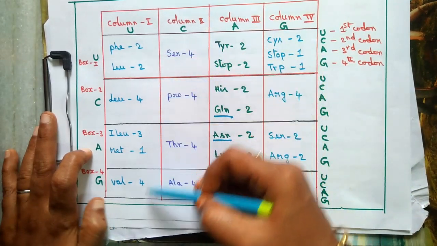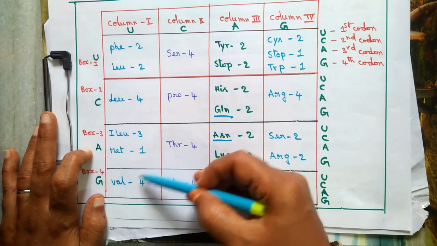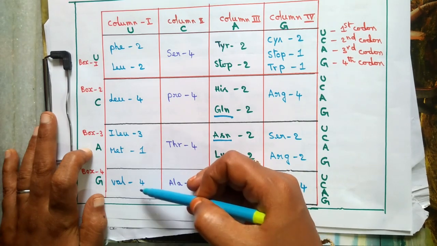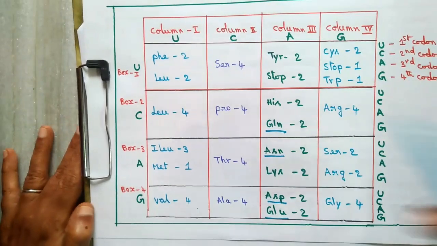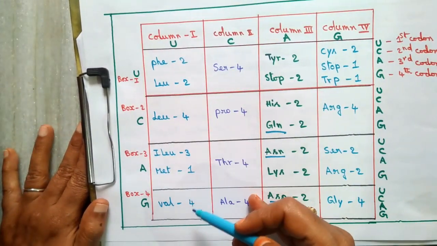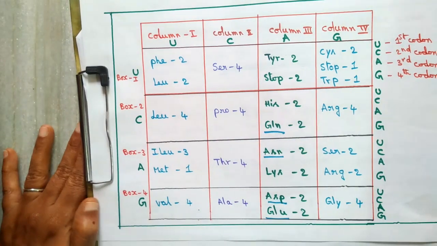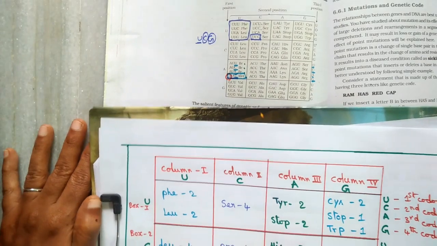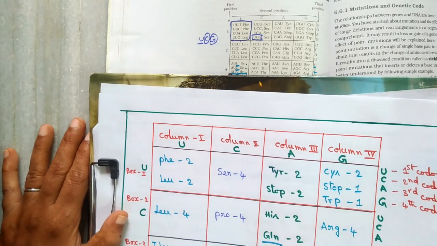Even in the first column, in the last box, all 4 triplet codons are coding for only one amino acid. So like this, we have to remember these amino acids and which amino acid is coded by how many codons. Then we can locate the triplet codons by using those 3 tricks, and we can translate the triplet codons into amino acids easily by using these 3 simple tricks.